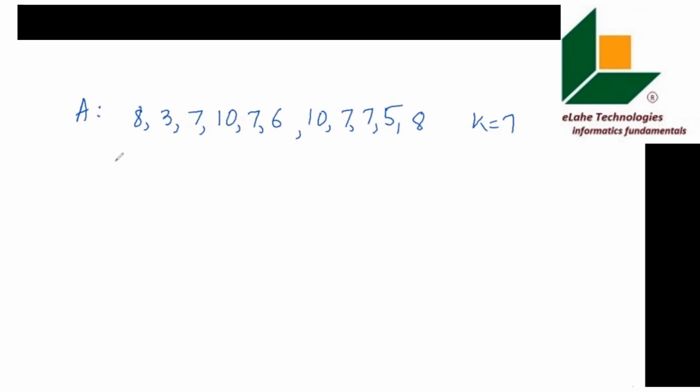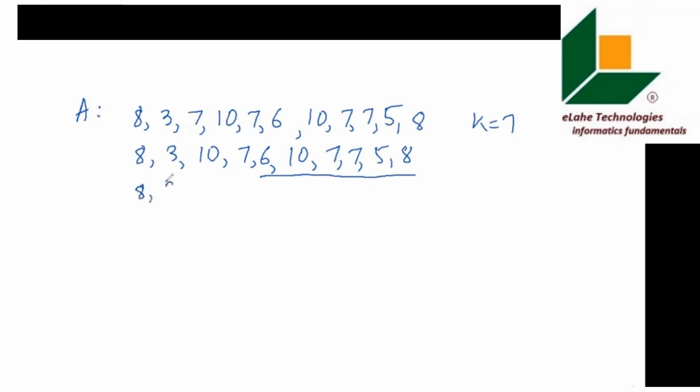As they occur, we remove the 7s and shift the subsequent elements all backwards. So that's one option. So this would change to 8, 3, 10, 7, 6, 10, 7, 7, 5, 8, with the first occurrence of 7 removed. And then subsequently we scan the array further, look at another 7, remove it and shift all the elements after the occurrence of the 7 backwards by 1 space each. So this becomes 8, 3, 10, 6, 10, 7, 7, 5, 8.